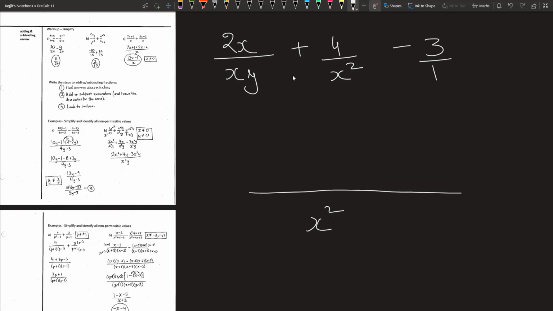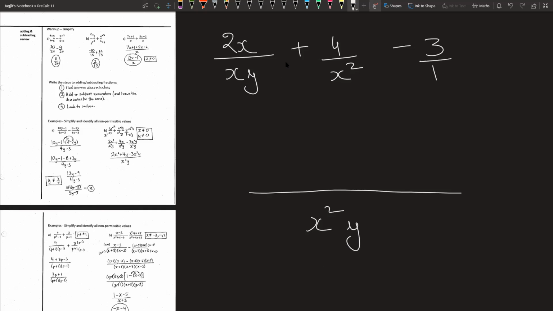Okay, then you look at y. You say, okay, what's the highest power of y? It's just y. That's going to be part of your common denominator. Look at the numbers. What's the highest number? It's just 1. So you put 1. You don't need to write it. That's just 1. So what that means is your common denominator is x squared y.